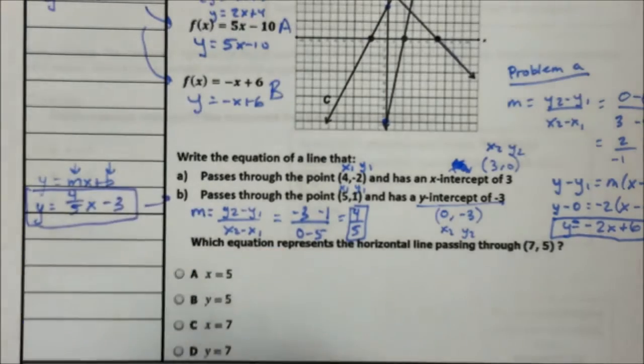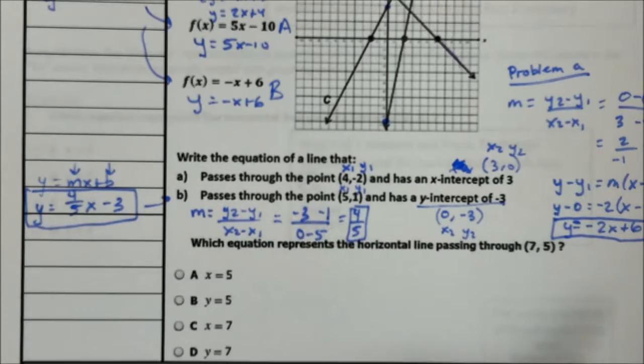Alright, last question here. Which equation represents a horizontal line passing through the point (7, 5)? I'll read it again. I guess the screen went dark. Which equation represents the horizontal line passing through the point (7, 5)? (7, 5) is just another point on a graph, and I don't really have a graph here to show it to you. However, there's an easy way to think about this.